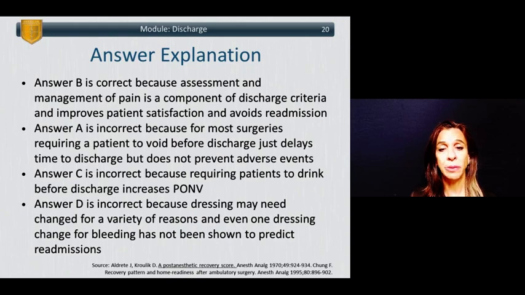Answer B is correct because assessment and management of pain is a component of discharge criteria and improves patient satisfaction and avoids readmission. Answer A is incorrect because for most surgeries requiring a patient to void before discharge just delays time to discharge, but it does not prevent adverse events. Answer C is incorrect because requiring patients to drink before discharge may increase the risk of nausea and vomiting. And answer D is incorrect because dressings may need to be changed for a variety of reasons, and even one dressing change for bleeding has not been shown to predict risk of readmission.